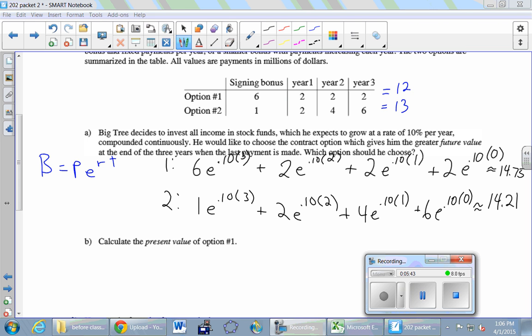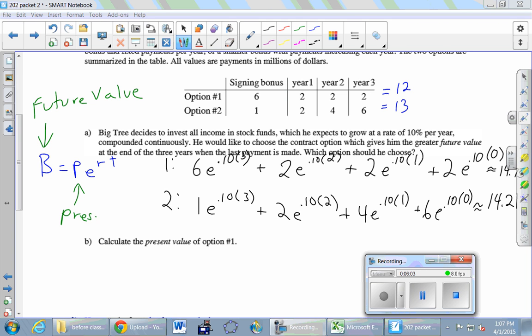So this blue thing right here is what we'll use when we calculate the future value. So I'm just going to make a note here that B is the future value. And P stands for principal, but you might also think of it standing for initial value or present value. The value today, $6 million signing bonus today is worth whatever in the future. Okay, so future value and present value.